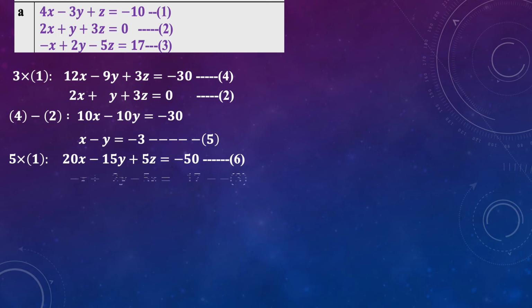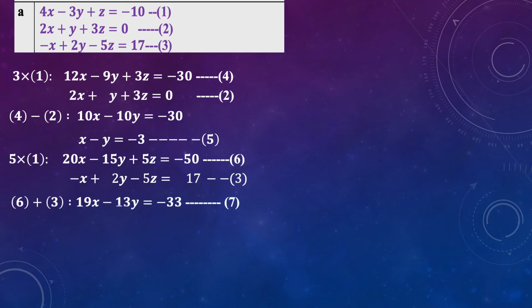Then you rewrite equation number 3 after it. Then you get negative x plus 2y minus 5z equals 17. Then you will do plus. The process is plus because for the variable z, one is positive 5, the other one is negative 5. So you add them together to eliminate the z variable. So adding 6 plus 3, you eliminate z, you get 19x minus 13y equals negative 33.